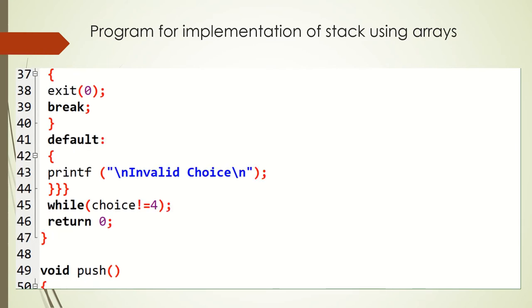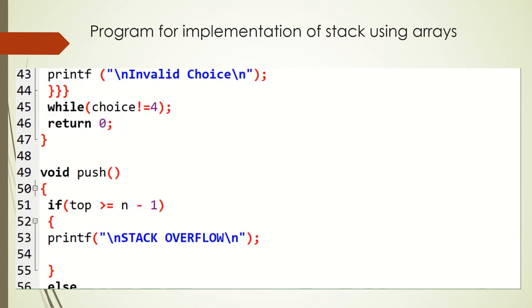And the default statement is used when none of the statements in the switch body get executed. If the user chooses any other choice, by default it prints invalid choice. If the choice is not equal to 4, then it returns 0. Next is void push. Here the push operation is performed.